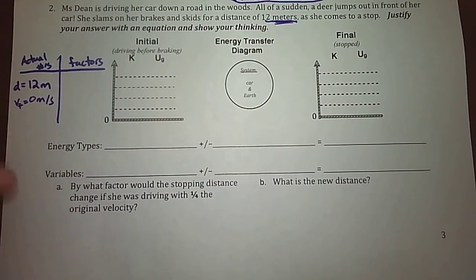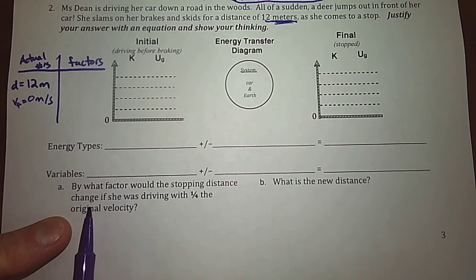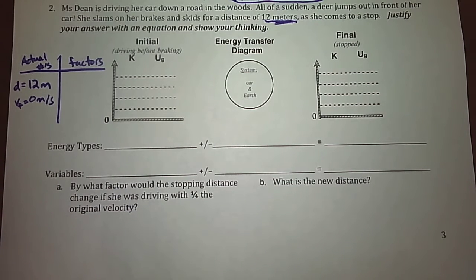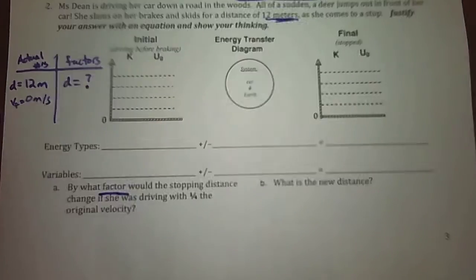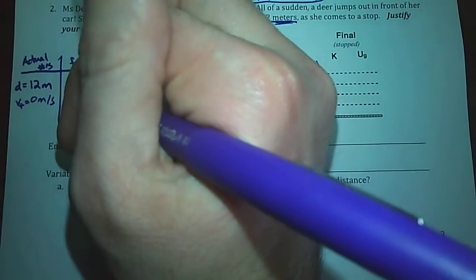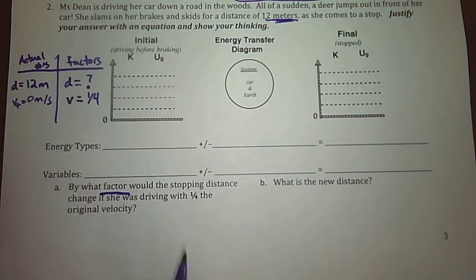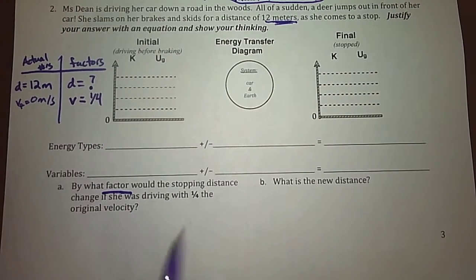Let's see, by what factor would the stopping distance change if she was driving 1/4 the original velocity? I think this is one of those important problems that shows how fast you are going could really amplify how long it takes you to react and stop, or at least stop once you do react. So again, I'm looking for a factor here, so I'm going to put distance equals question mark. I am not going to put distance equals question mark for this column. If she was driving 1/4 the original velocity, 1/4 I'm going to put in for my factor for velocity because there's no units here. This is a factor, not an actual number.